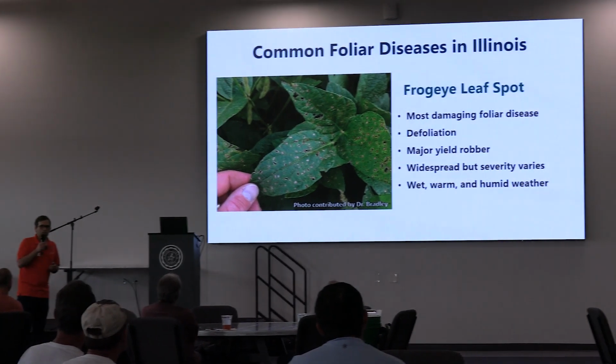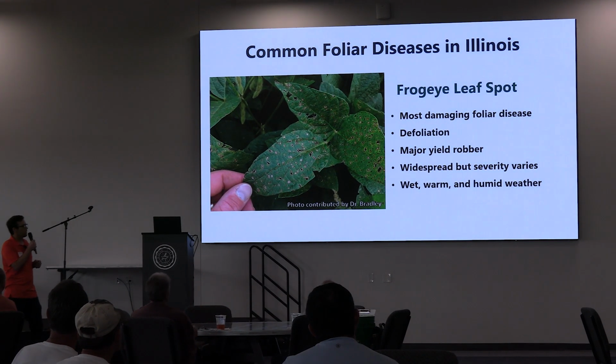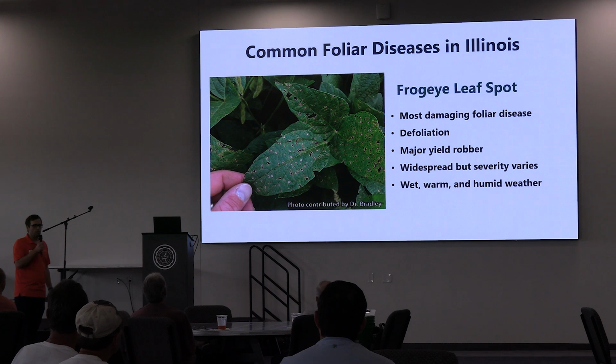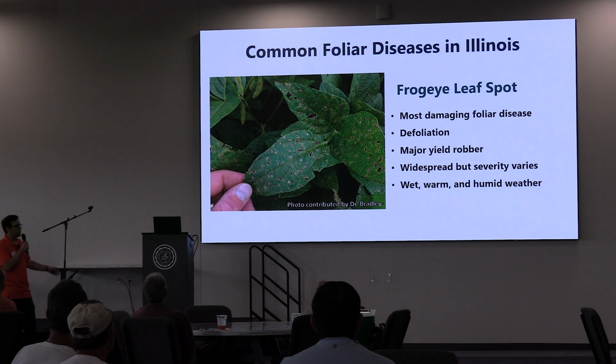So the last one, probably the most popular one, not because it's very common, but because it can be very explosive and destructive, is frogeye leaf spot. Here in the picture you can see the light brown lesions. It is by far the most damaging foliar disease that we have here in this part of the state. It can cause defoliation, it can attack the pods, so it can be a major yield robber here in our area.